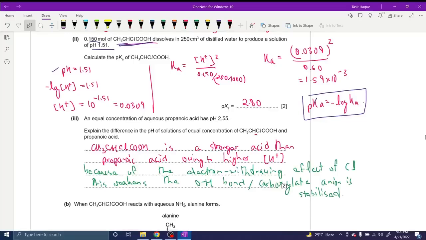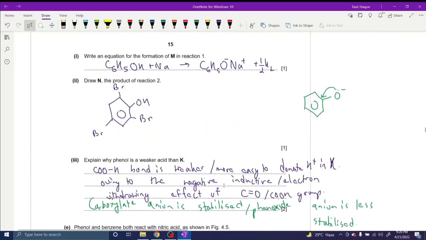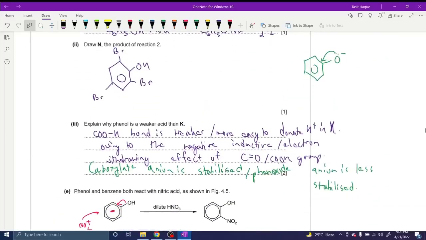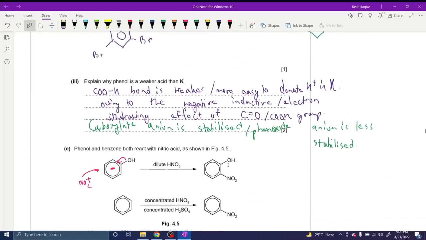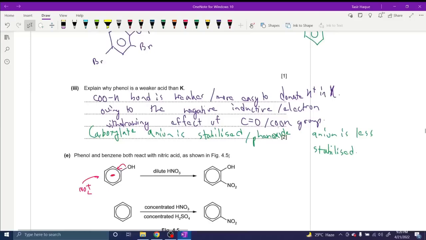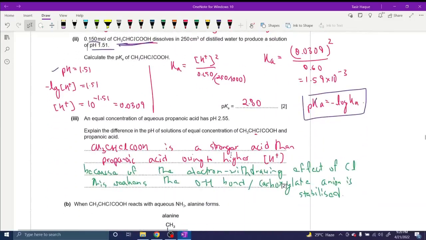Now we're going to explain this. Why is this so? Due to the presence of that electronegative or electron withdrawing chlorine atom, right? It weakens the OH bond or stabilizes the carboxyl anion. Okay, so hear me out. You need to say 1 point here, 1 point only. But in this question, we needed more details. So depending on the question, you have to answer. It's safe to write both though, according to this mark scheme.